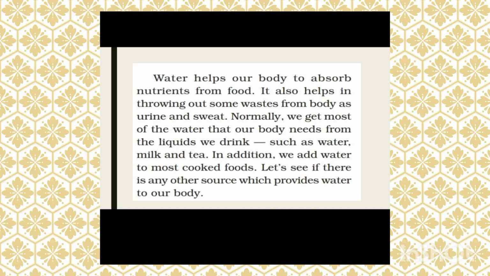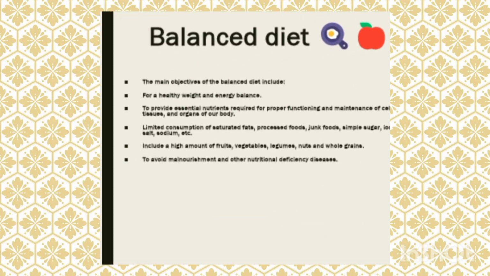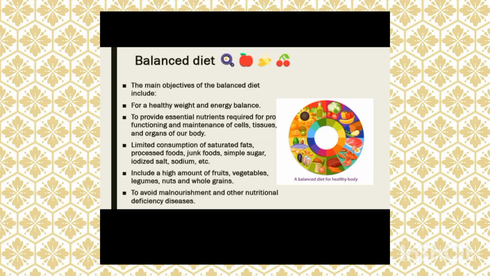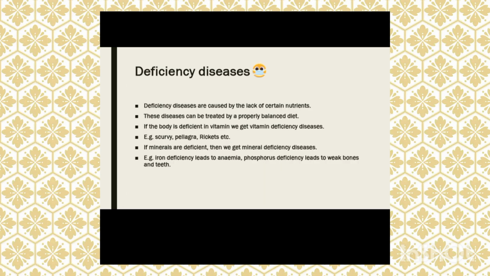Now comes the balanced diet. So, the main objectives of the balanced diet include a healthy weight and energy balance, providing essential nutrients required for proper functioning and maintenance of cells, tissues, and organs of our body, and limited consumption of saturated fats, processed foods, junk foods, simple sugar, sodium, etc. Include high amounts of fruits, vegetables, legumes, nuts, and whole grains to avoid malnourishment and other nutritional deficiency diseases.